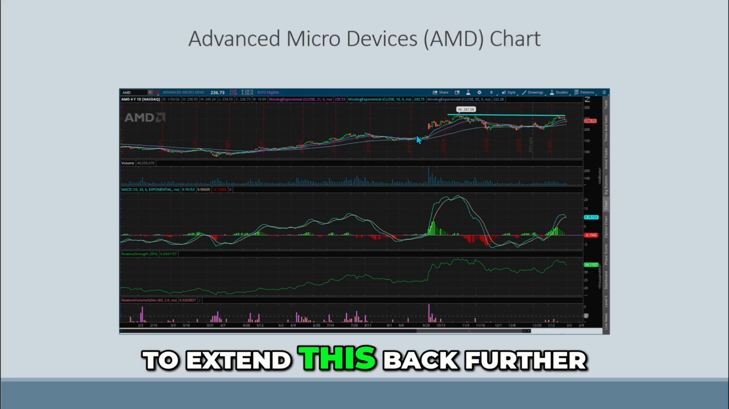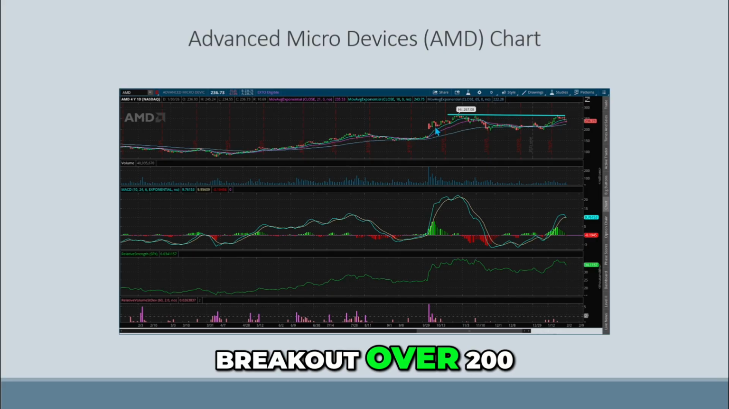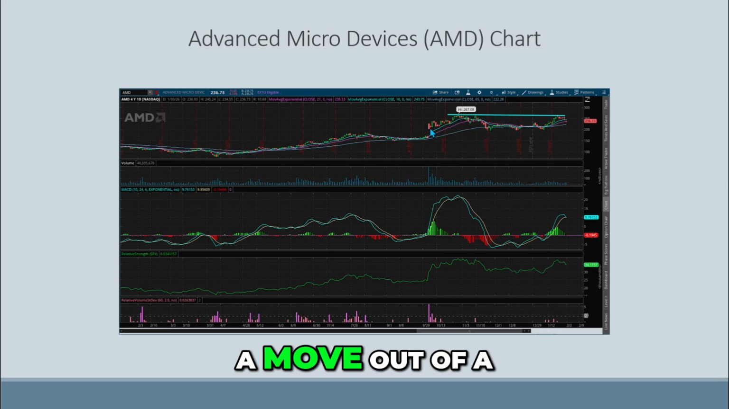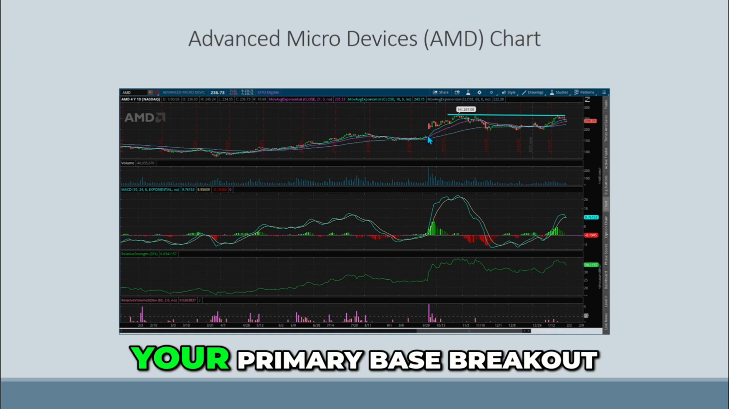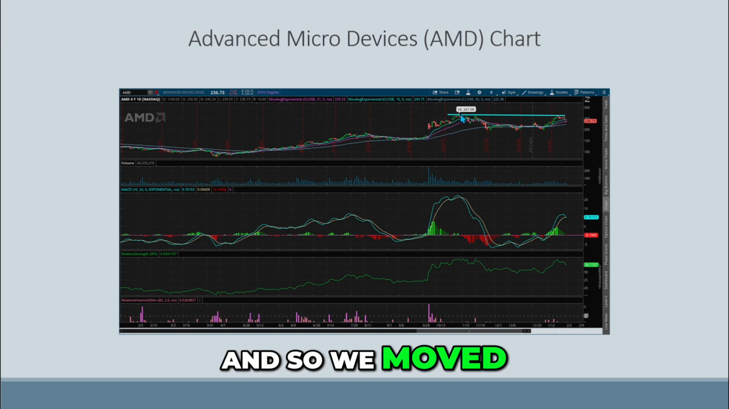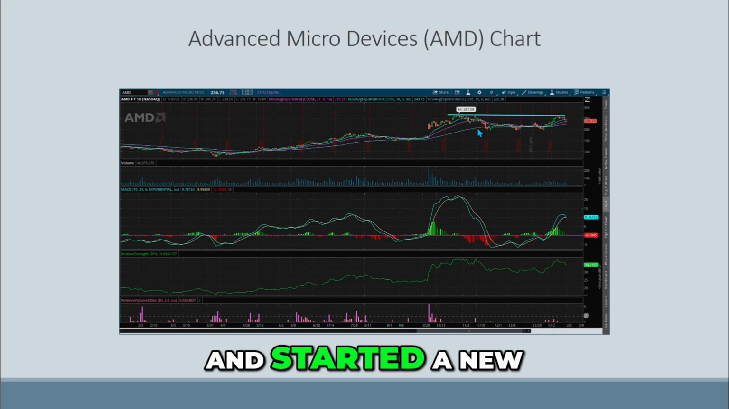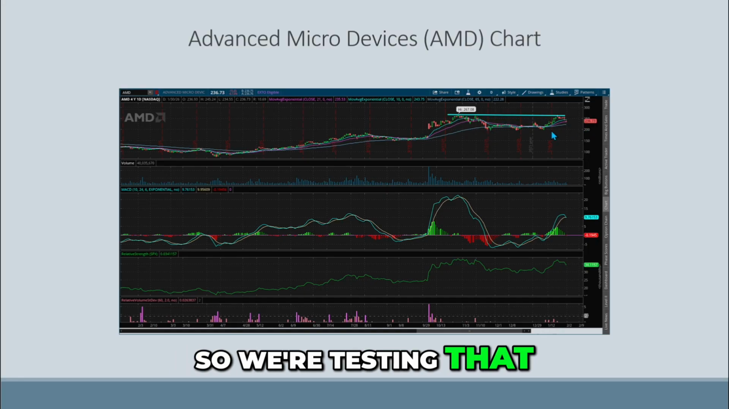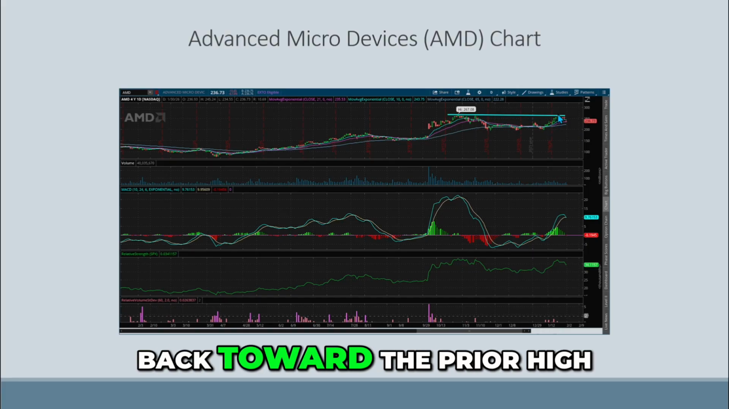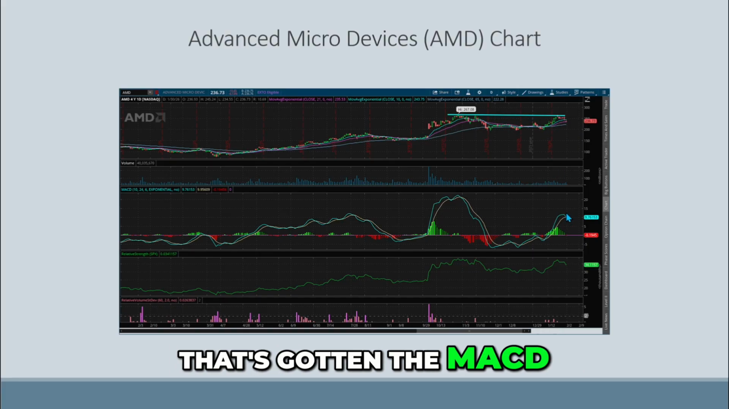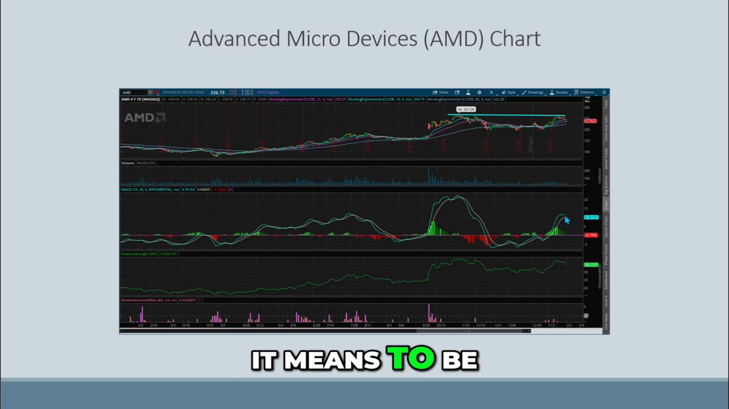So what I like about this chart was if I were to extend this back further, you could see this breakout over 200. That was a move out of a very lengthy basing pattern. So that's kind of your primary base breakout. So we moved off of that, ran up to close to the 270 level, and it started a new consolidation pattern. So we're testing that 200 level as support multiple times, which has held. And recently, we've rallied back toward the prior high. That's gotten the MACD a little extended.